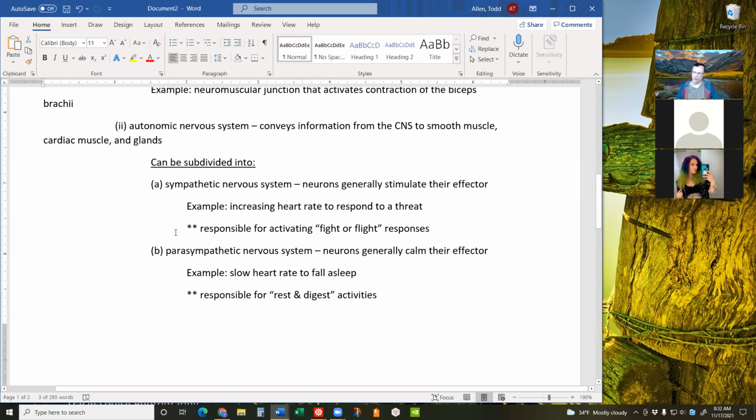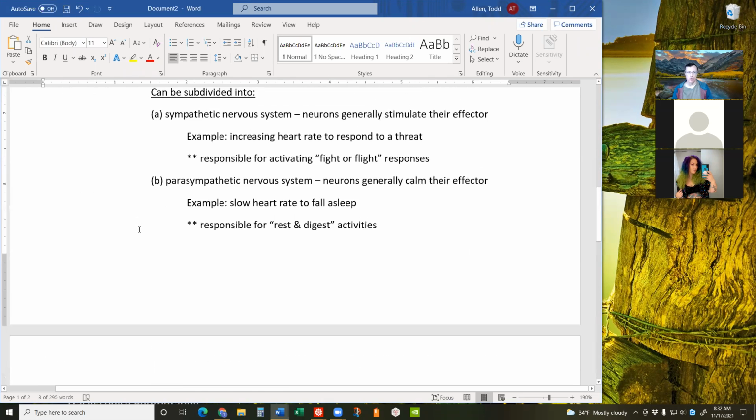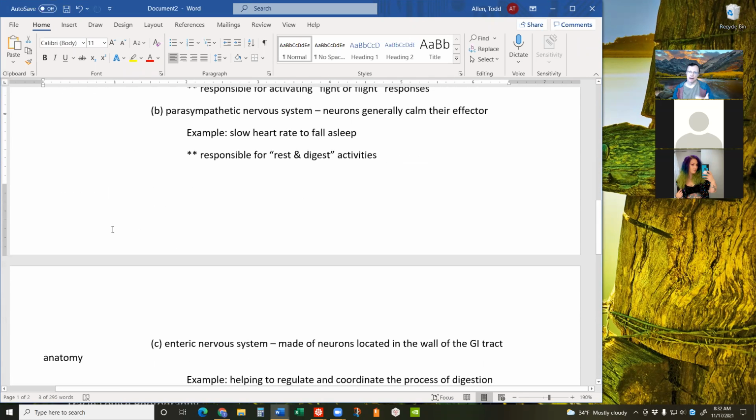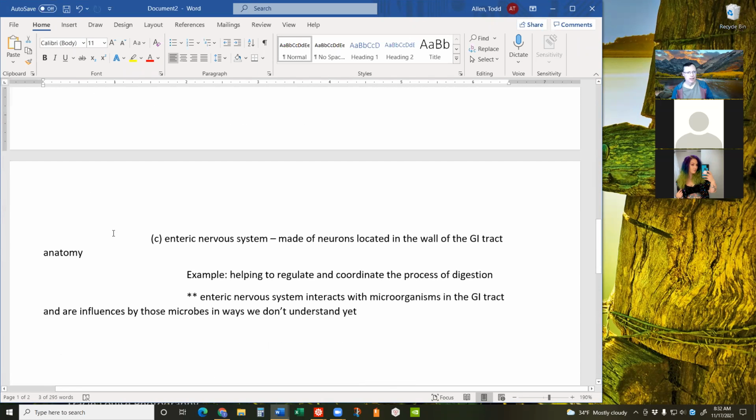The autonomic nervous system is further subdivided into three categories: sympathetic for fight or flight responses, parasympathetic for rest and digest activities, and then the enteric nervous system, which is heavily invested in the process of digestion in ways we don't completely understand yet. Gang, do you have any questions right now?